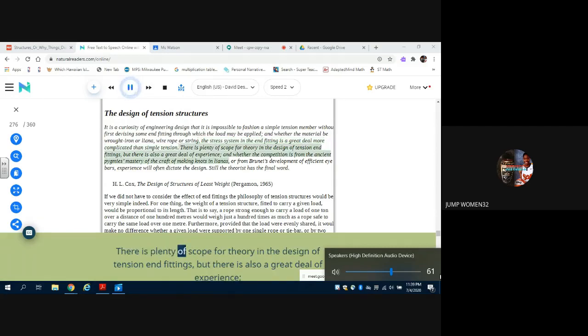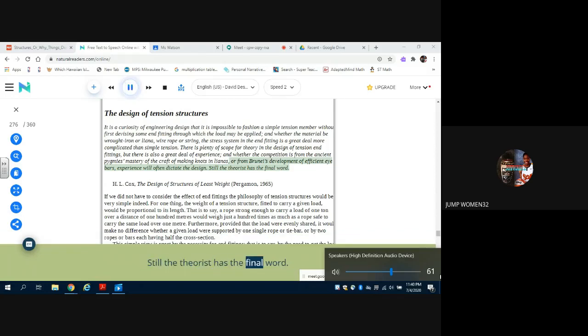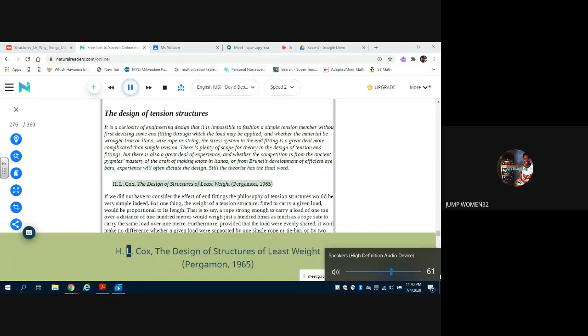There is plenty of scope for theory in the design of tension end fittings, but there is also a great deal of experience, and whether the competition is from the ancient pygmies' mastery of the craft of making knots in lianas, or from Brunel's development of efficient eye bars, experience will often dictate the design. Still, the theorist has the final word. H. L. Cox, The Design of Structures of Least Weight, Pergamon, 1965.